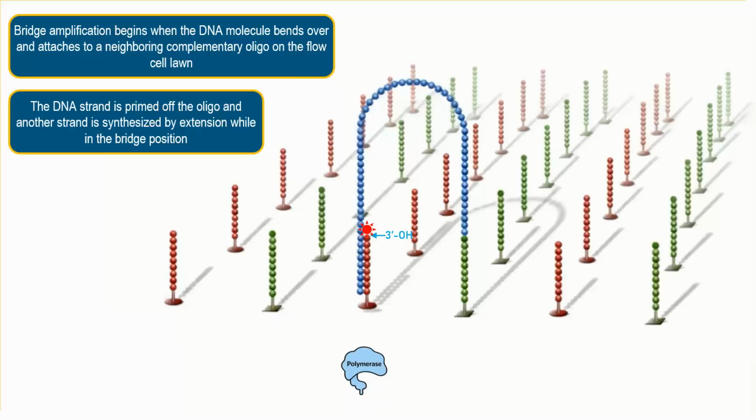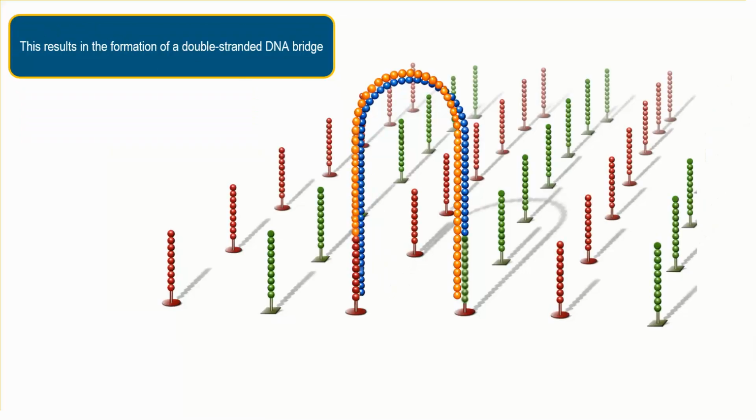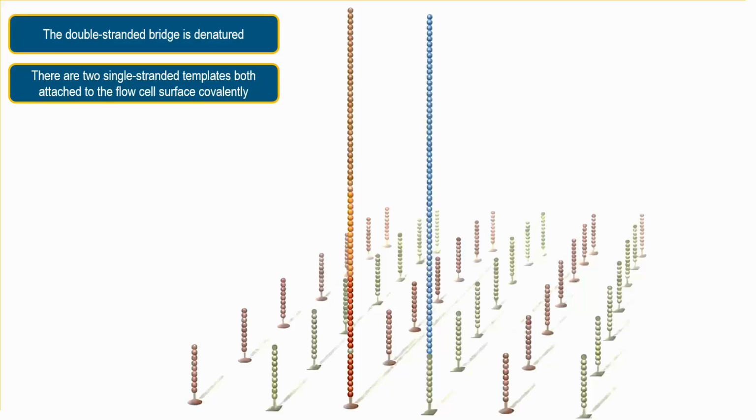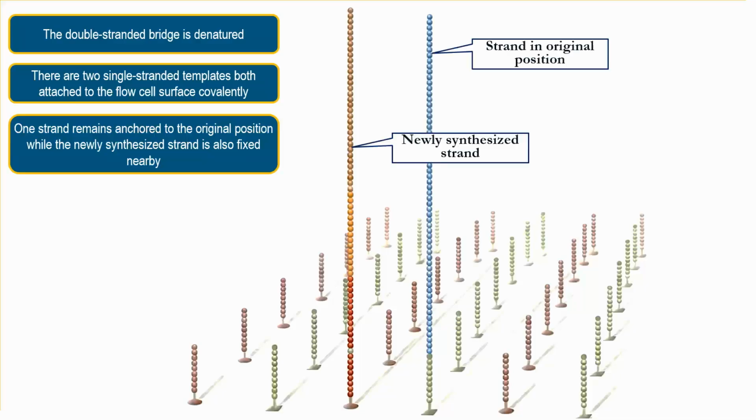The DNA polymerase extends the bound oligo using the original fragment as a template while still in the bridge position. This results in the formation of a double-stranded DNA bridge. Then this double-stranded bridge is denatured. So there are two single-stranded templates both attached to the flow cell surface covalently. One strand remains anchored to the original position while the newly synthesized strand is also fixed nearby.